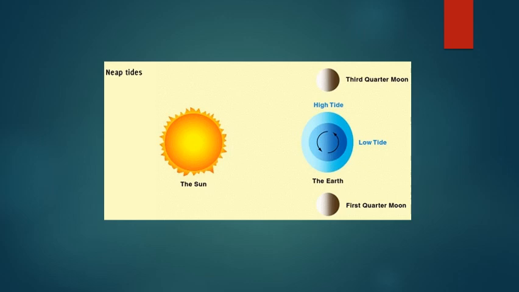So, in neap tides, the tide producing forces of the sun and the moon work in opposite directions, and as a result of this, a low tide occurs.